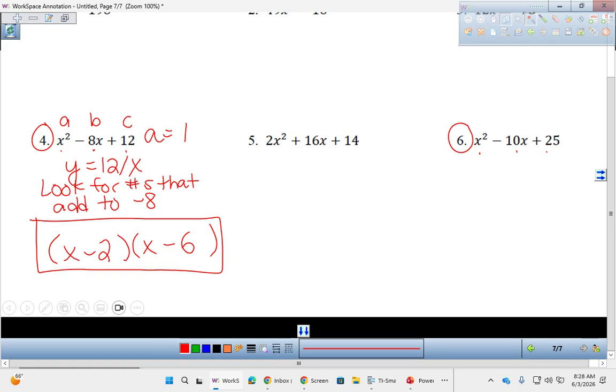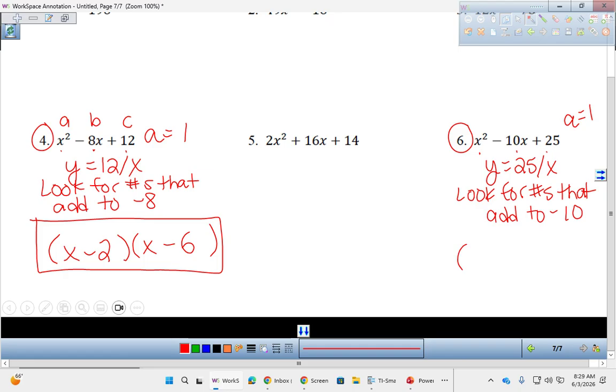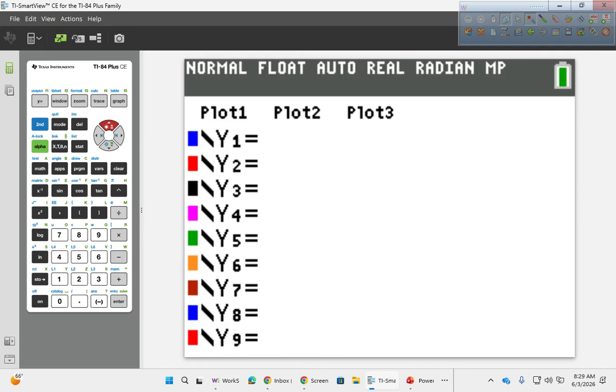It's A equals 1 because it has 3 terms and the first term is x squared. So I'm going to go to the y equals screen and I'm going to do 25 divided by x. And I'm going to look for numbers. What do I want them to add to for this one? Negative 10. I'm going to look for my numbers that add to negative 10. Once I have them, they're just going directly into the parentheses. I don't need to do anything else. The x times the x already takes care of the x squared. So let's go 25 divided by x.